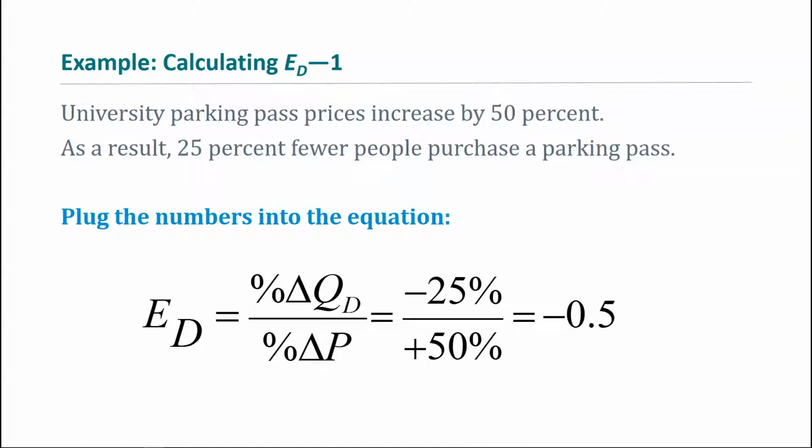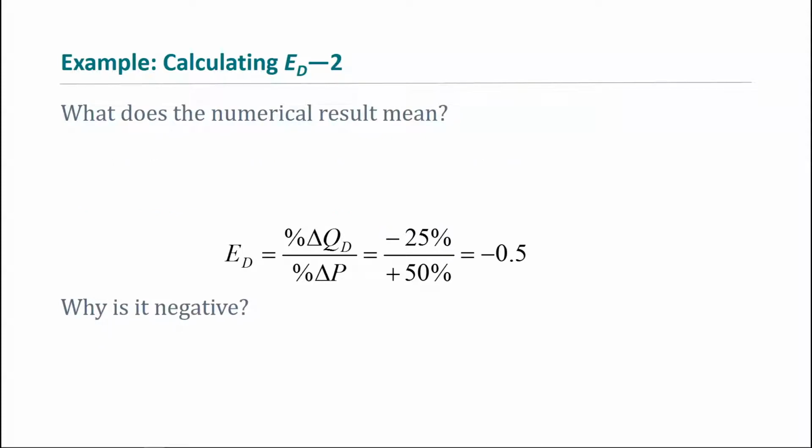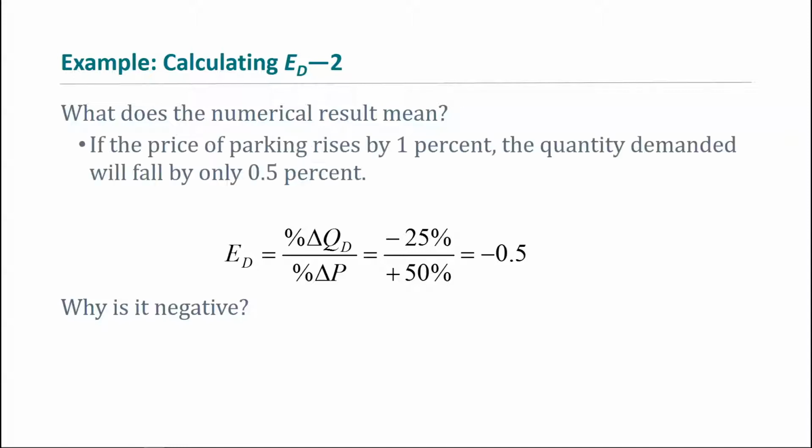So let's think about this number a little bit more and think about what it means. So what does the numerical result here mean? We can translate this number from math language into English language, and when we do, what this number tells us is that if the price of parking rises by 1%, the quantity demanded will fall by only 0.5%.